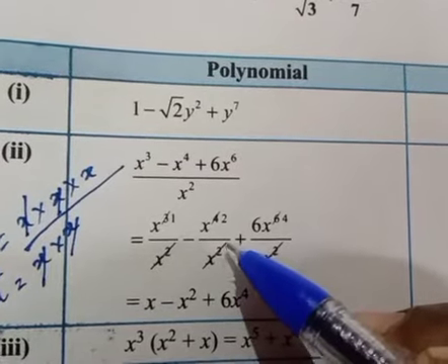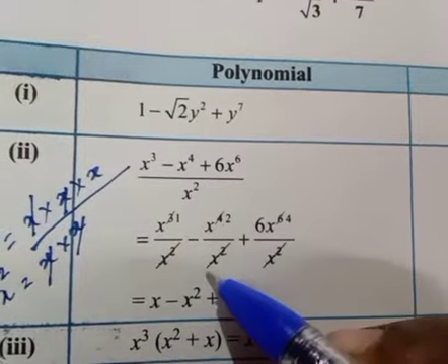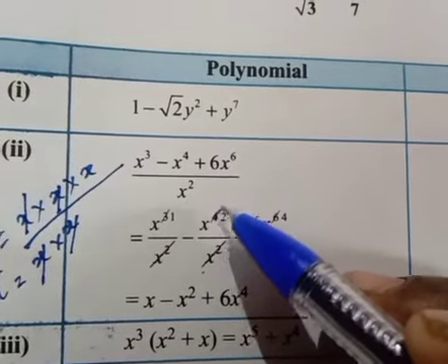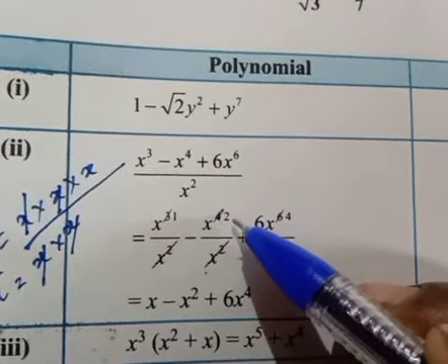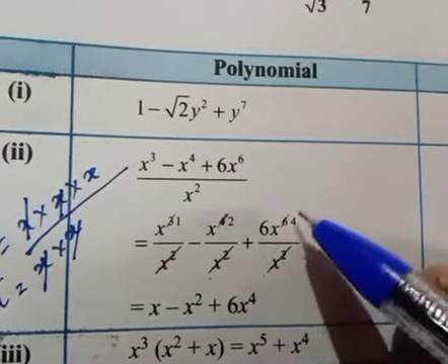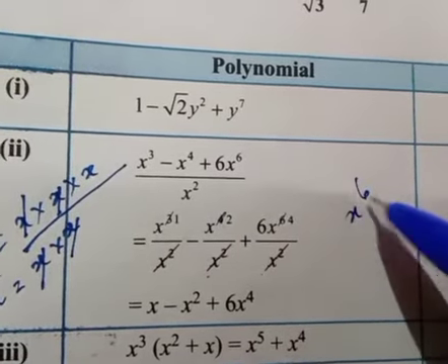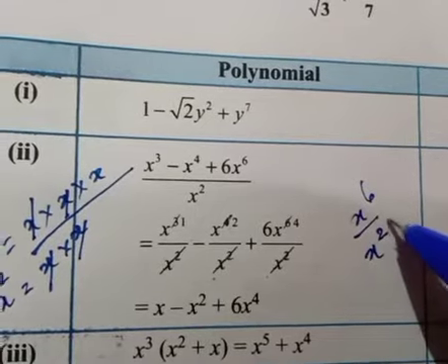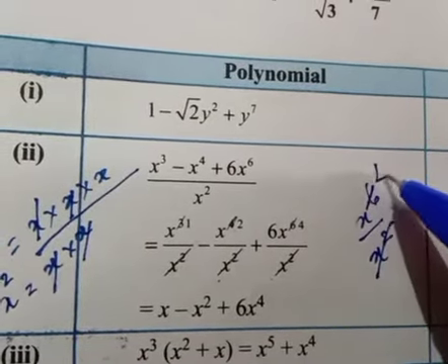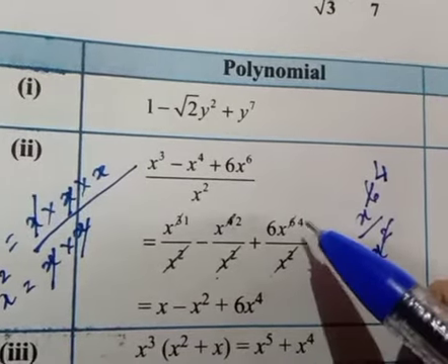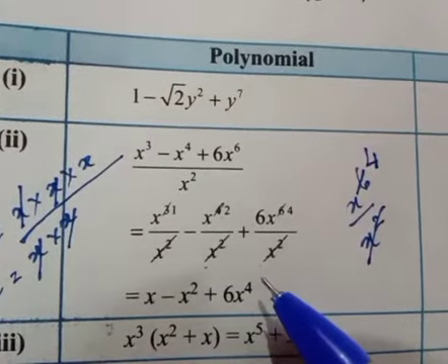So how many x is here? 2. For here 4. So 2 times cancelled. How much is remaining? 4. This power you have to cancel. So 4 cancelled and write 2. Now 6x power 6 by x square. X power 6 by x square. 2 times cancelled. How much is remaining? 6 minus 2? 4. So 6x power 4. So the simplified form is x minus x square plus 6x power 4.